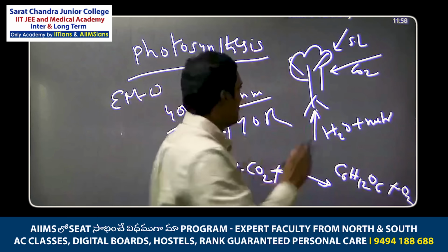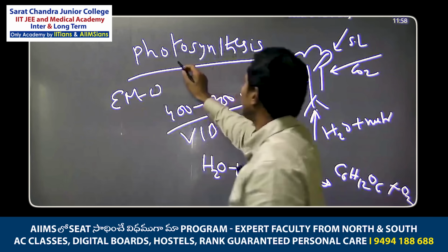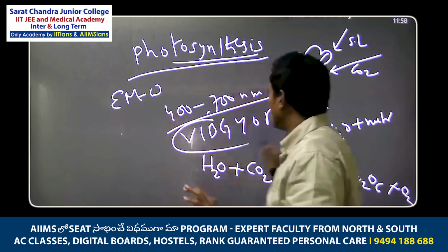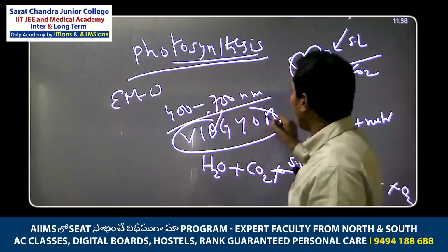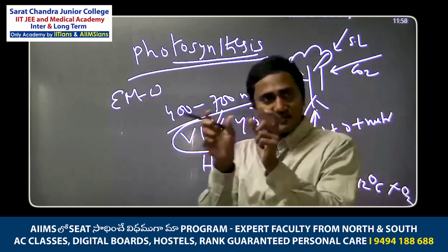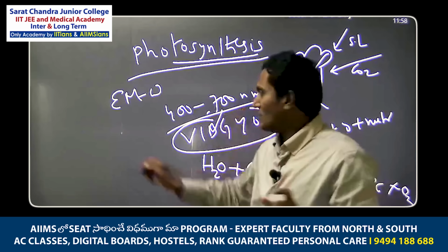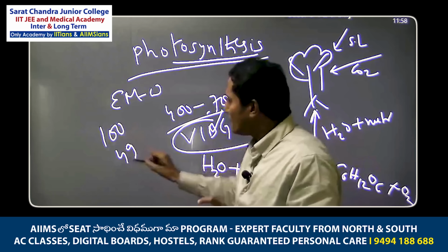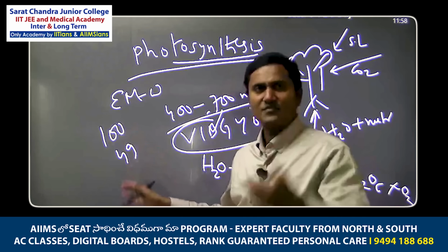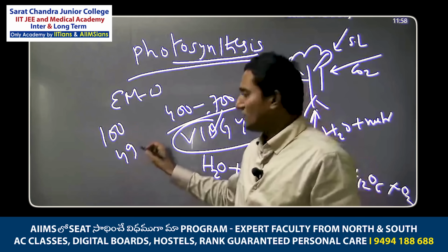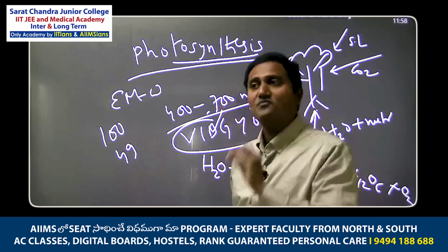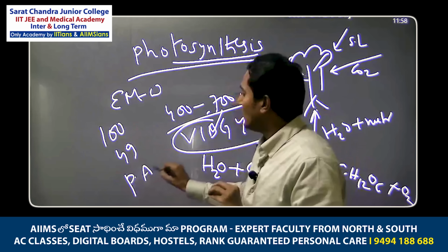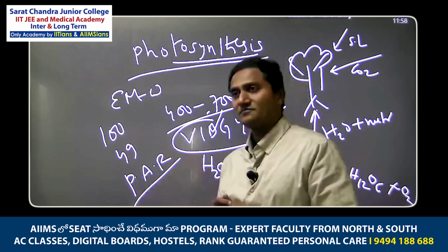Okay, now please don't think that every sun ray is photosynthetically active. No. Among all these VIBGYOR colors, mostly blue and red, that zone, very few. For example, if there are 100 rays coming from the sun, only around 50, slightly less than 50 rays, are eligible for photosynthesis. We call them photosynthetically active radiation.